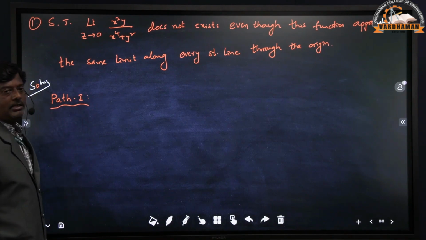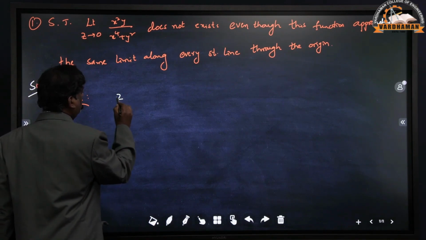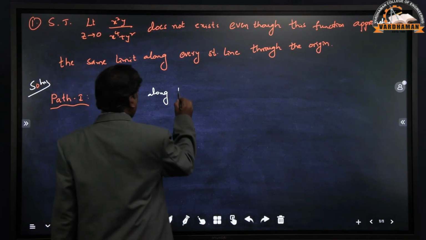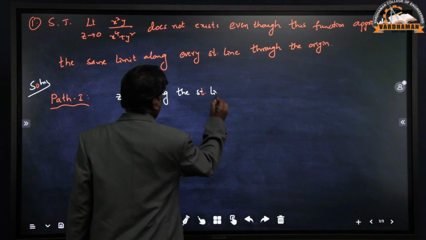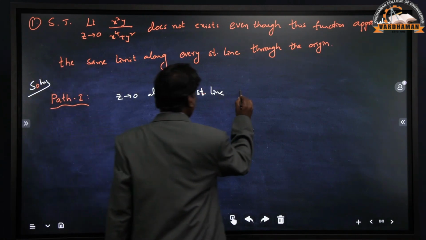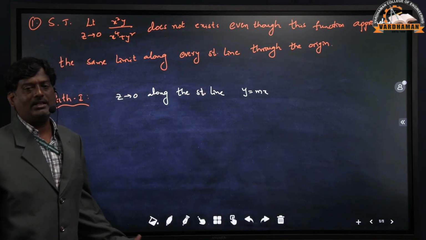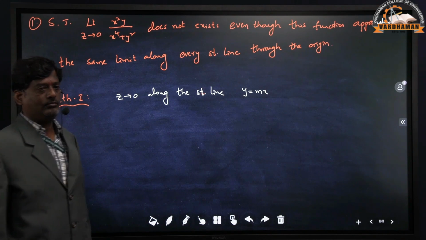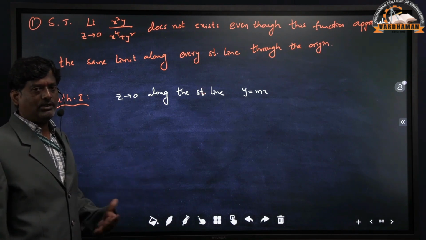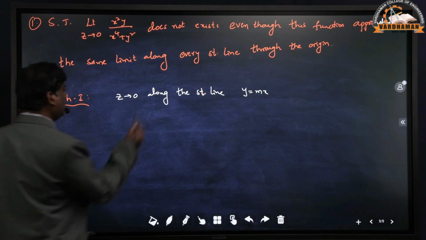Now path 1: z tends to 0 along the straight line. A straight line passing through the origin has the general form y equals mx. You can take y equals mx. Now we check whether we get the same limit or not. That is also given in the question itself, but we have to check it. Definitely we get the same limit because it is given, but we have to prove that also.